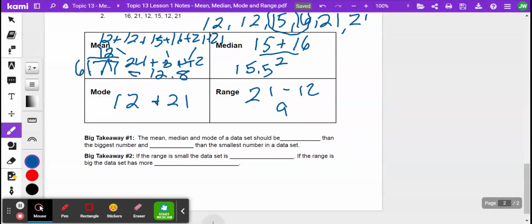Okay, so big takeaway number one: the mean, median, and mode of the data should be bigger than the smallest number and smaller than the biggest number in the data set. And if the range is small, the data set is more condensed. If the range is big, the data is more spread out.